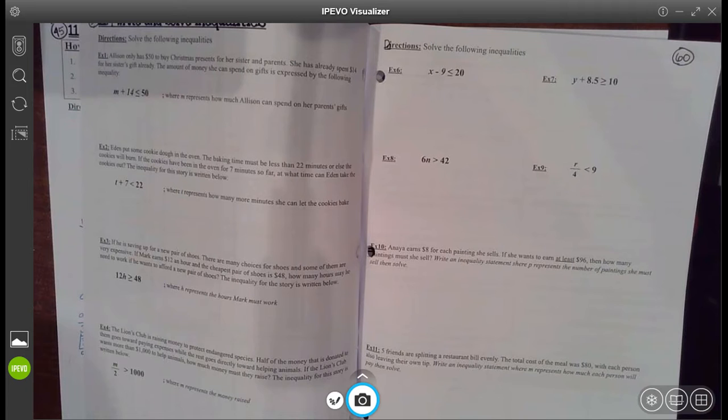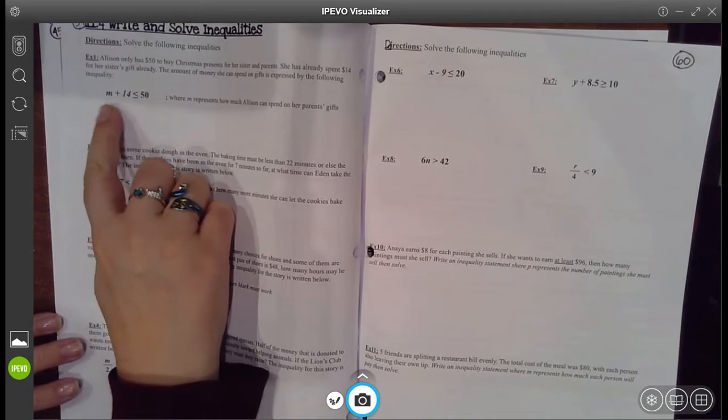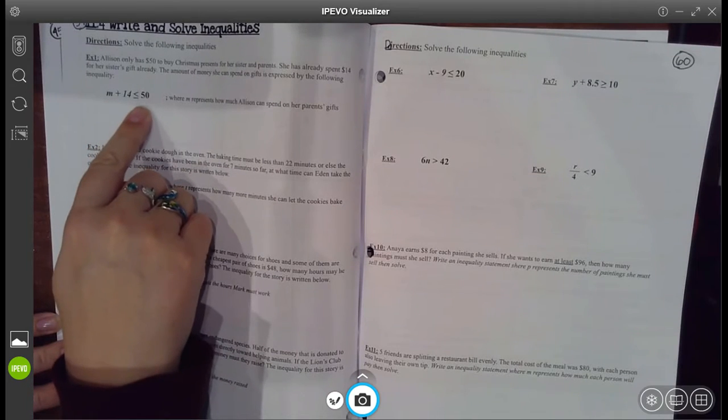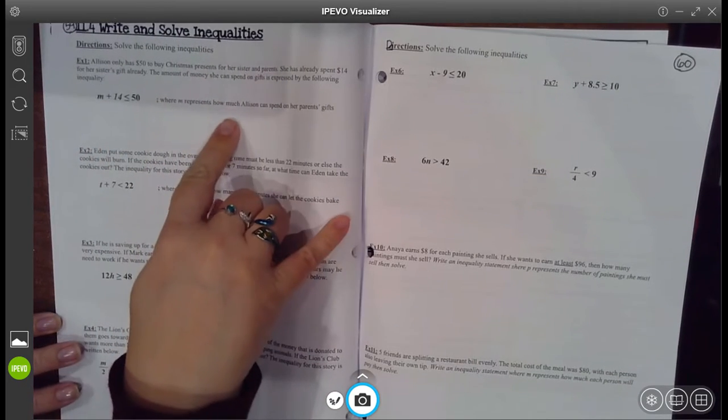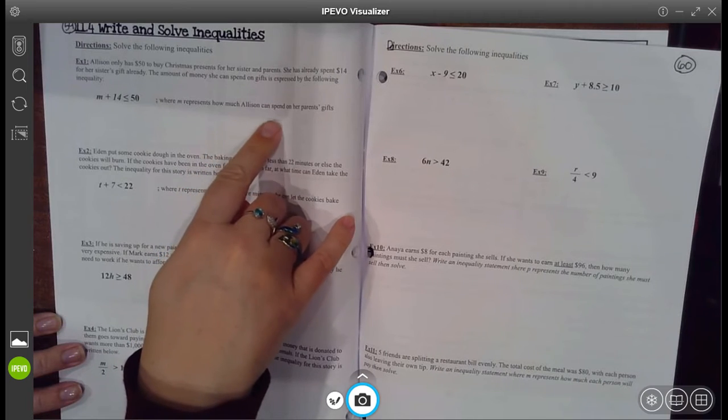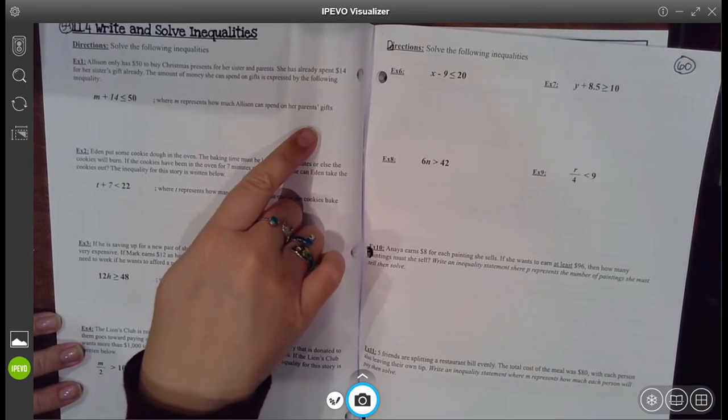Number one says Allison only has $50 to buy Christmas presents for her sister and her parents. She's already spent $14 for her sister's gift. The amount of money she can spend on gifts is expressed by the following inequality. So we have m plus 14 is less than or equal to 50, where m represents how much money Allison can spend on her parents' gifts.